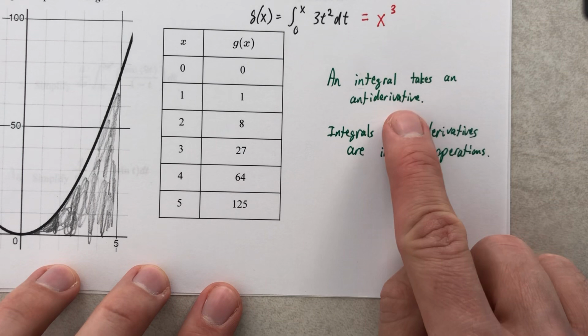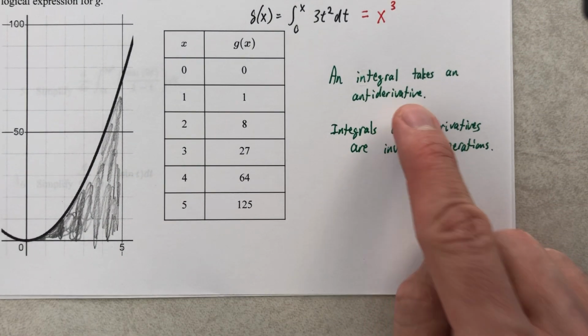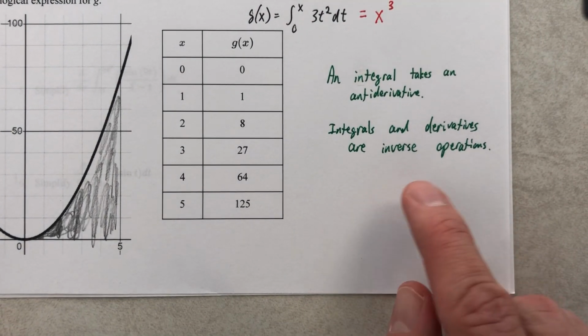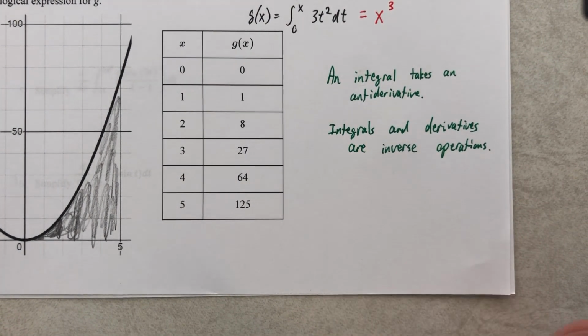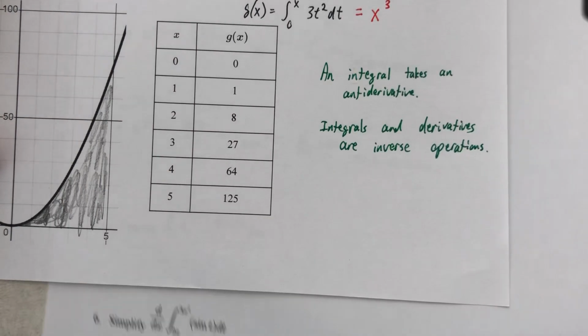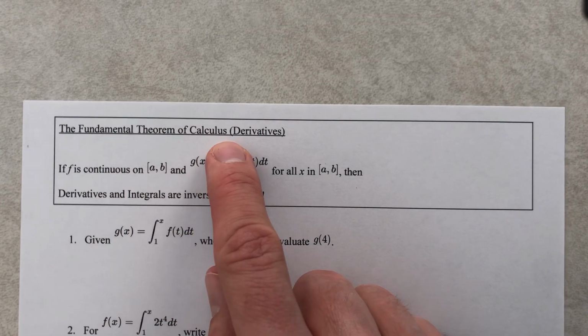An integral takes an antiderivative. Finding the accumulated area takes an antiderivative. Integrals and derivatives are inverse operations. You know, like addition and subtraction undo each other. Integrals and derivatives undo each other. They are inverse operations. It's a lot to take in, seems overwhelming, so let's keep drowning. Let's go. The fundamental theorem of calculus for derivatives.